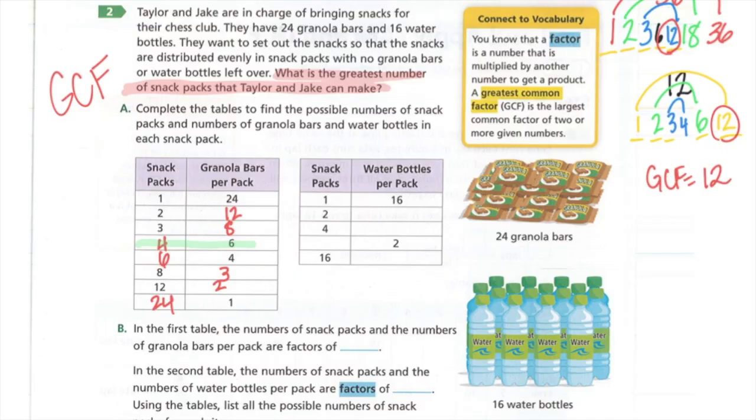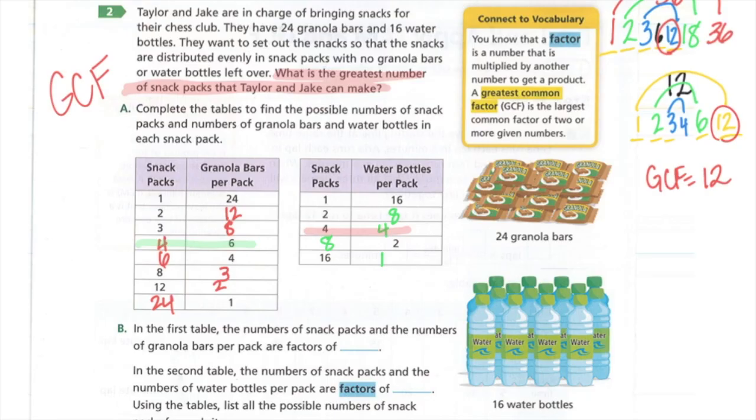Let's look at the water bottles. 1 times 16 is 16. 2 times 8 is 16. 4 times 4. 8 times 2 and 16 times 1. So basically what we've done in these tables is the rainbow like I did, only you have to remember they can go both ways. So you have to get all of them in there, okay? So again, on this section, if we had 4 snack packs, we would have 4 water bottles in each one.